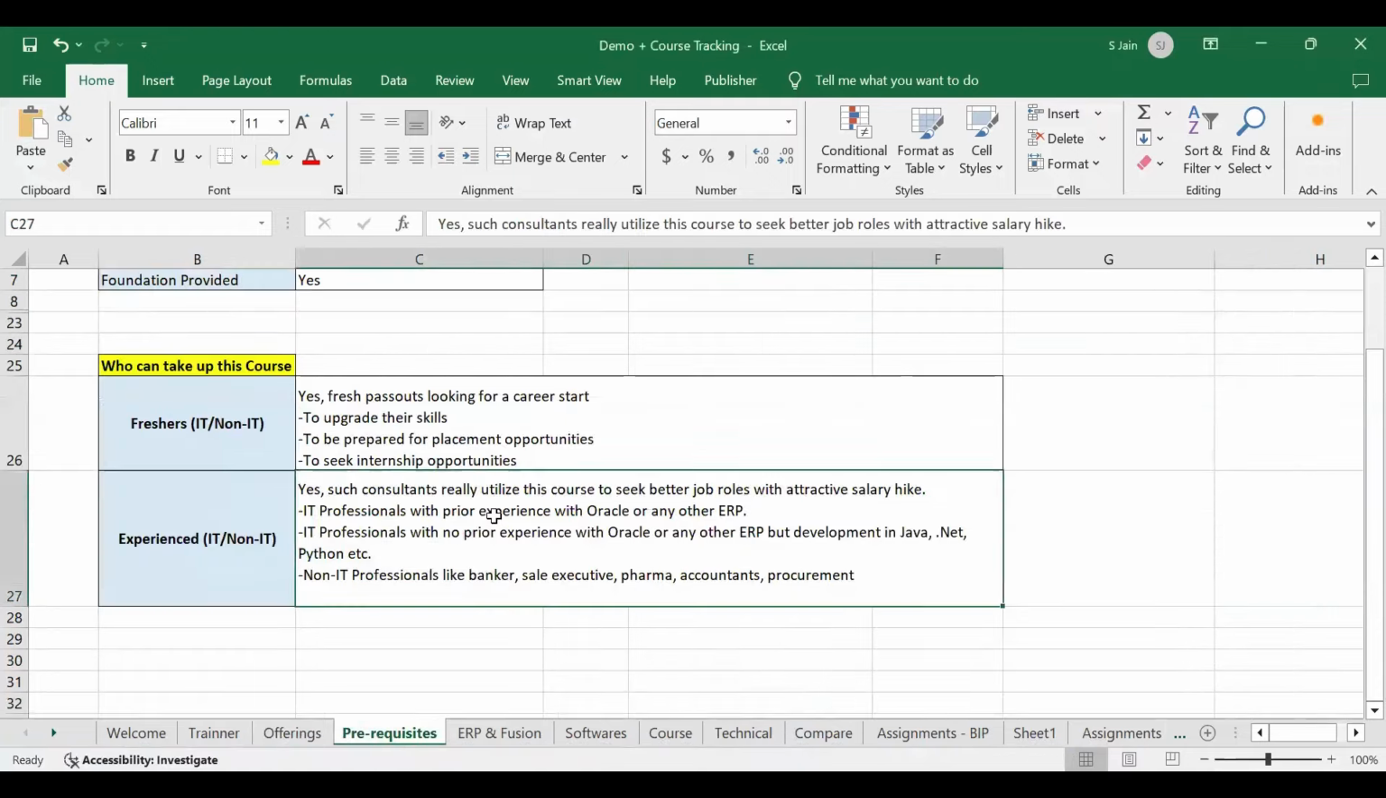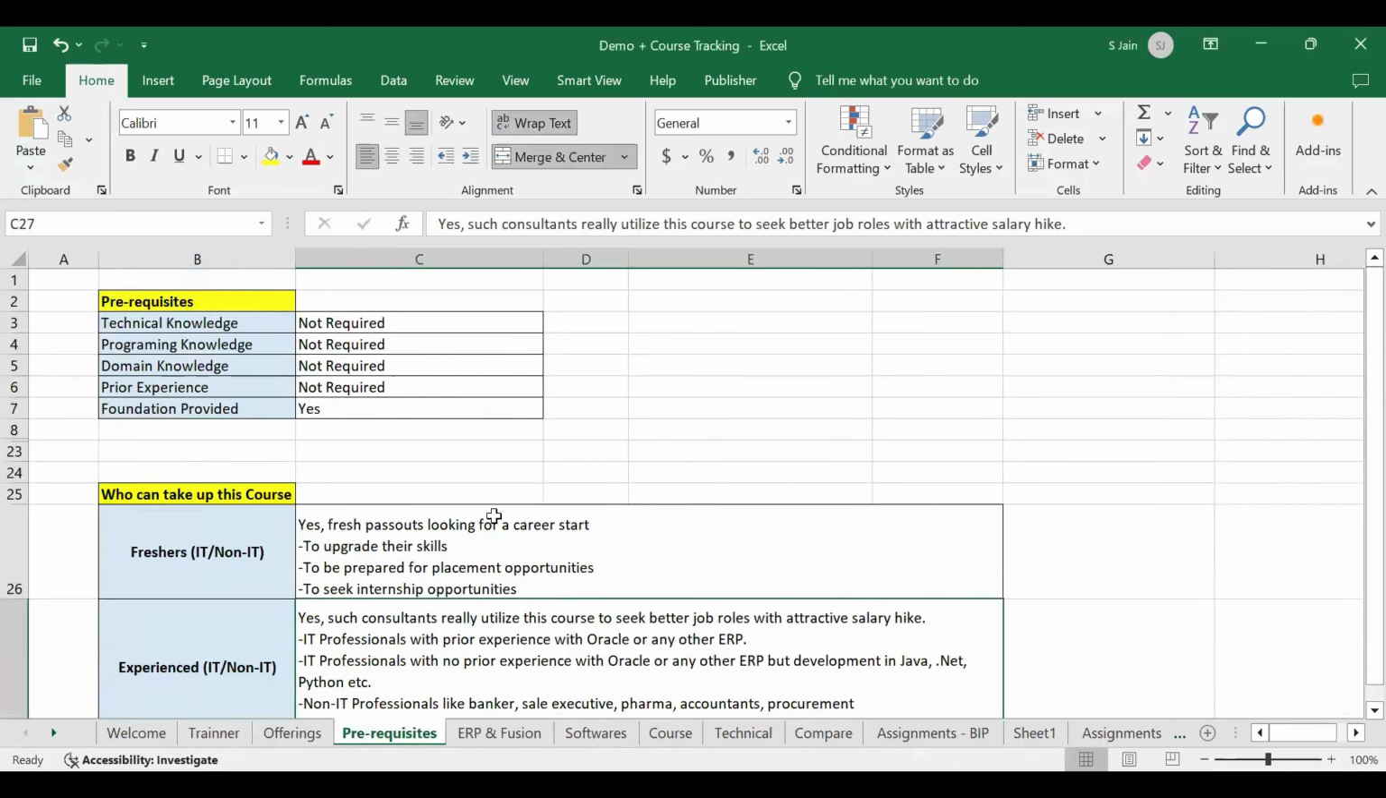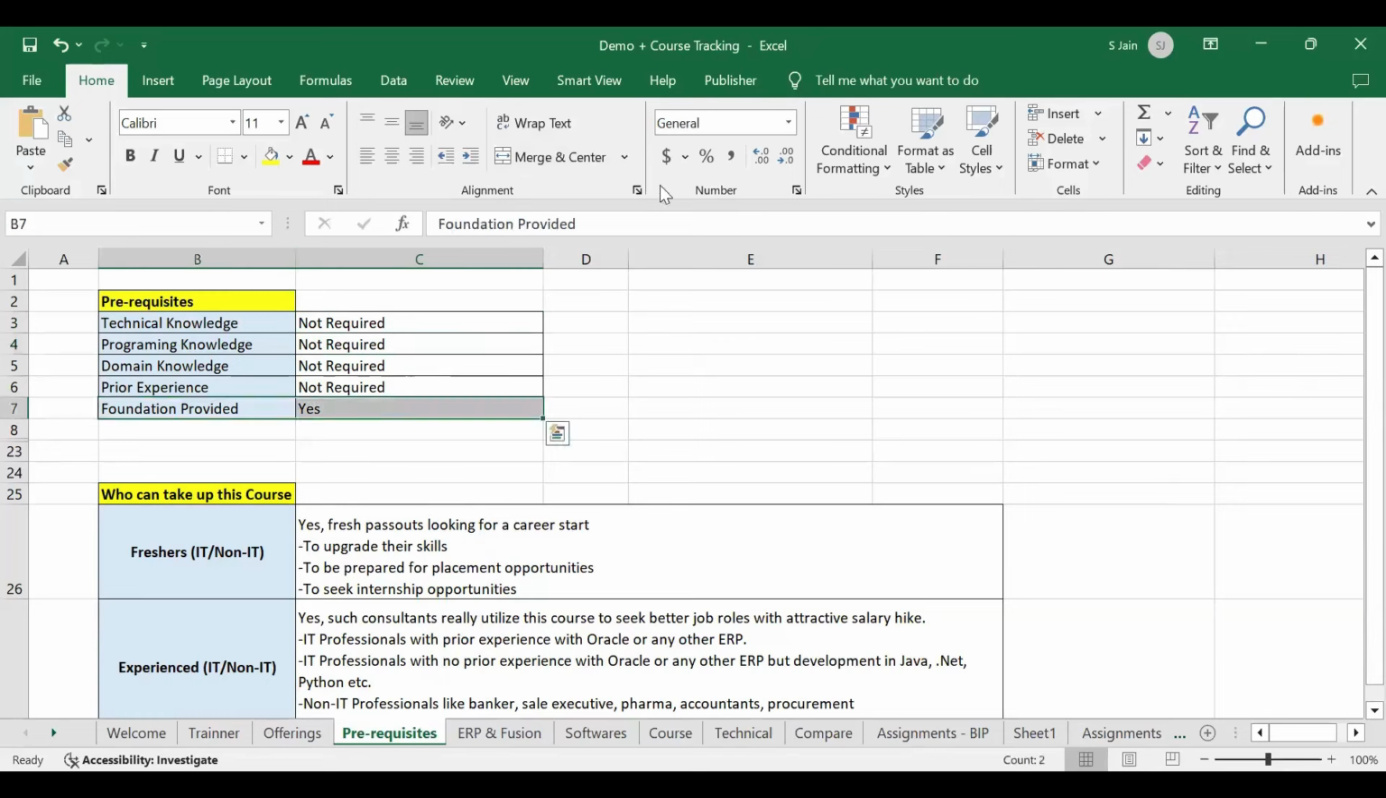In addition to that, guys, about any prerequisites: you are getting enrolled into this course, but is there any prerequisite for this course? No, guys, this course does not require any technical knowledge or programming knowledge. If you are from a non-IT background, then also this course is good for you. We can walk you through and handhold you from the scratch, because we are covering the foundation for this course.